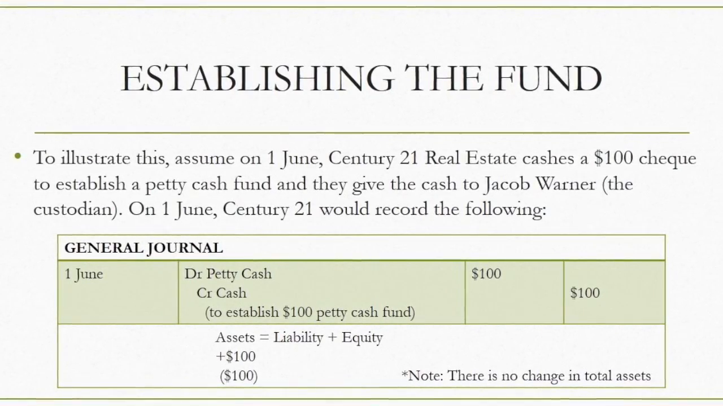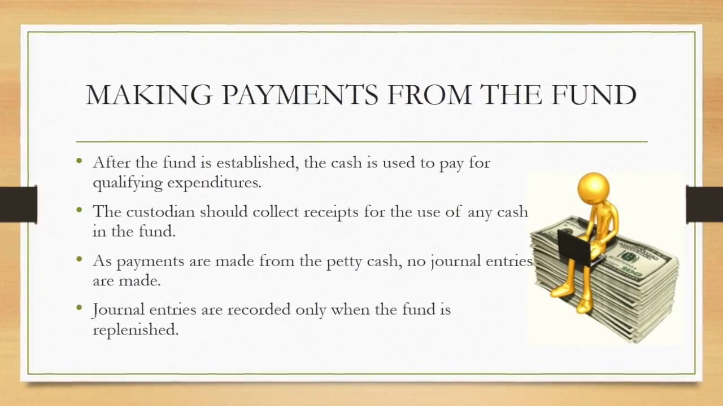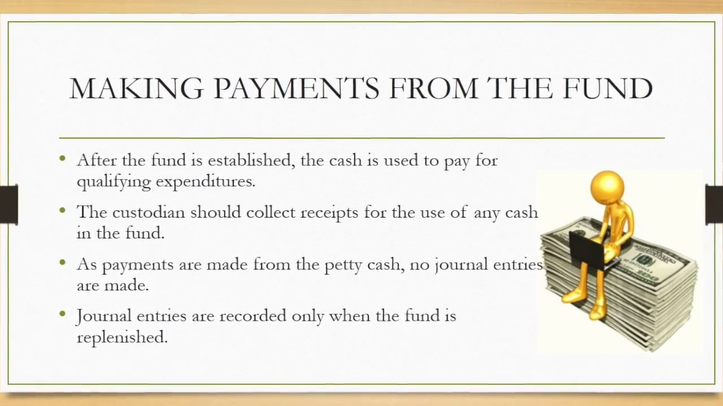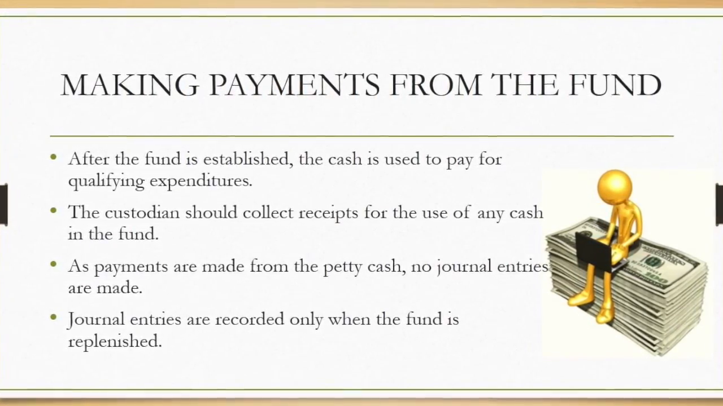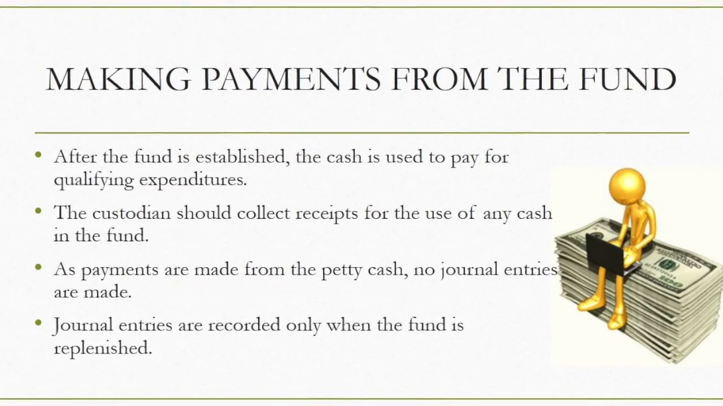The cash is given to a custodian. Once a custodian has the cash, it is up to him to pay for upcoming expenditures and maintain adequate documentation in the form of receipts. It is important to know that no journal entries are made for the cash spent from the fund. Entries are only made at the time of replenishment.